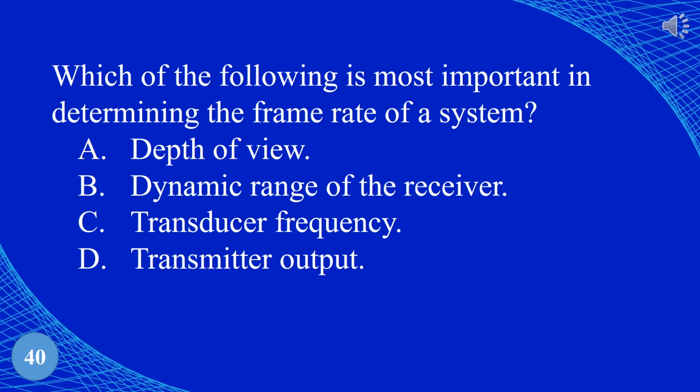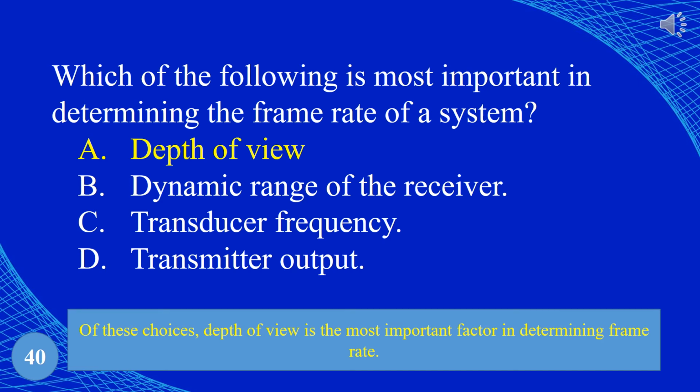Which of the following is most important in determining the frame rate of a system? A. Depth of view. B. Dynamic range of the receiver. C. Transducer frequency. D. Transmitter output. The answer is A. Depth of view.